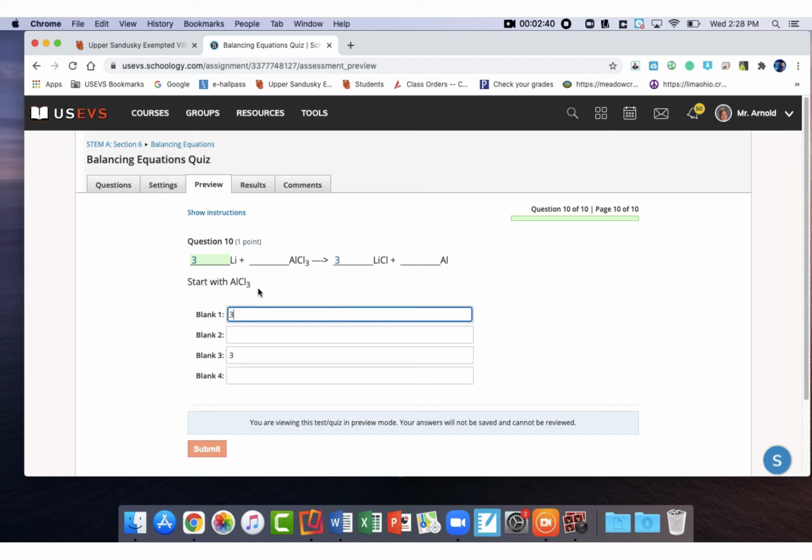Okay, now let's go back and check. 1 aluminum, 3 CLs, 3 CLs. 8, we're good to go. Everything else will be 1s. All right, and that does it.